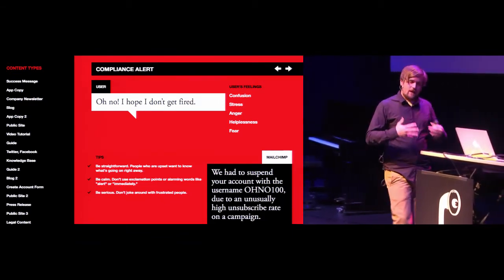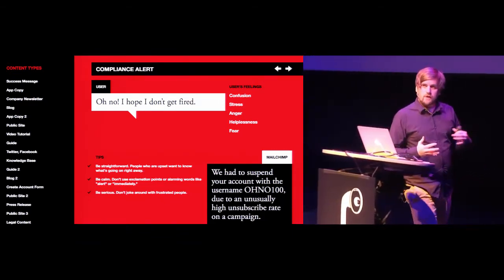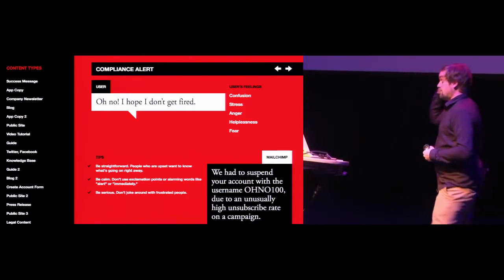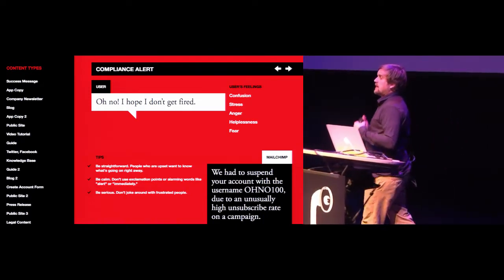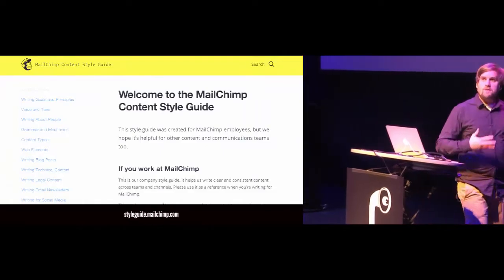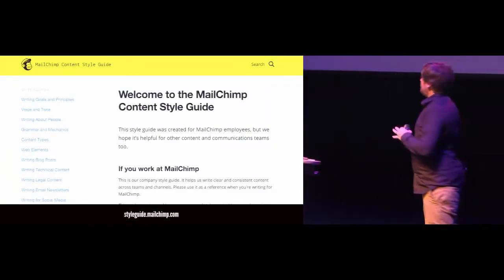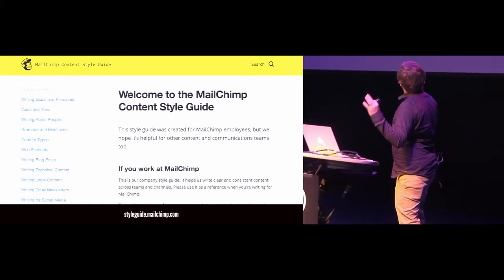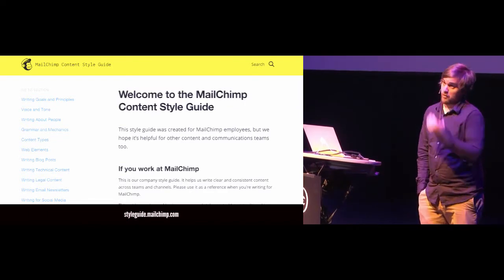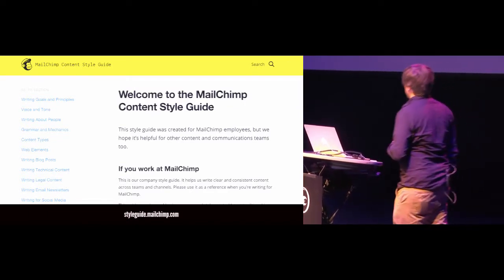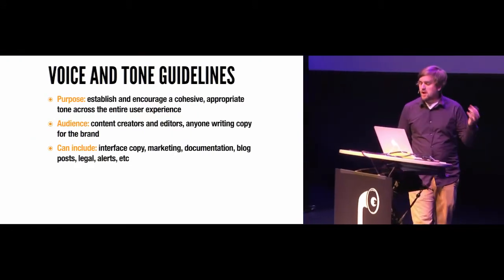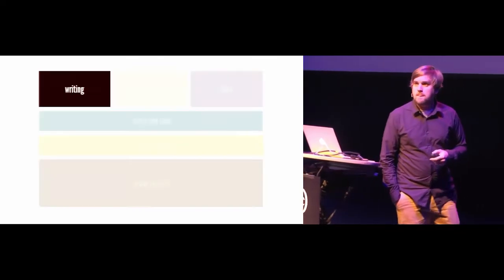So articulating, laying out how to communicate with your users, especially with a company that's as big and fast-growing as MailChimp, wherever you have all these different people acting and communicating on behalf of the company, it's essential for them to all be speaking the same language. They just released this really massive content style guide, which is absolutely fantastic, very much worth your while going through to see how they're operating. So interface copy, marketing copy, documentation, blog posts, legal stuff, alerts, all that, right?